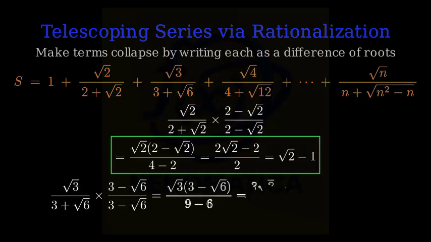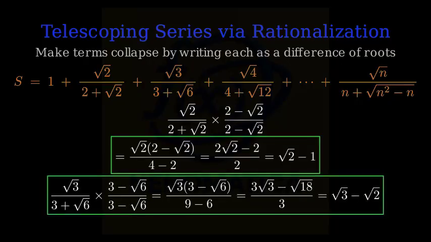Do the same for the third term. Multiply by 3 minus square root of 6 and simplify. The result is square root of 3 minus square root of 2. Notice the pattern. Each term becomes a difference of consecutive roots.